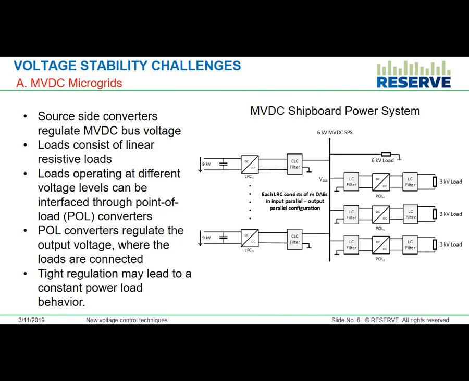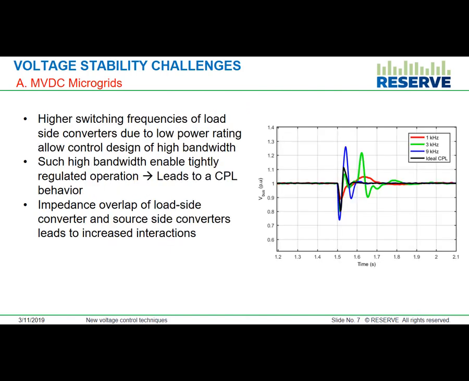That's because their objective is to regulate the voltage at the output of the load, immaterial of what the bus voltage is. So from the bus perspective, these converters behave as a constant power load, which means they take constant power no matter what the voltage is. To illustrate that, consider a scenario where the bus voltage is initially stable, and then there is a sudden load step change, which triggers the bus voltage to drop, and then the controller of the source side converters increases the power output in order to match the demand.